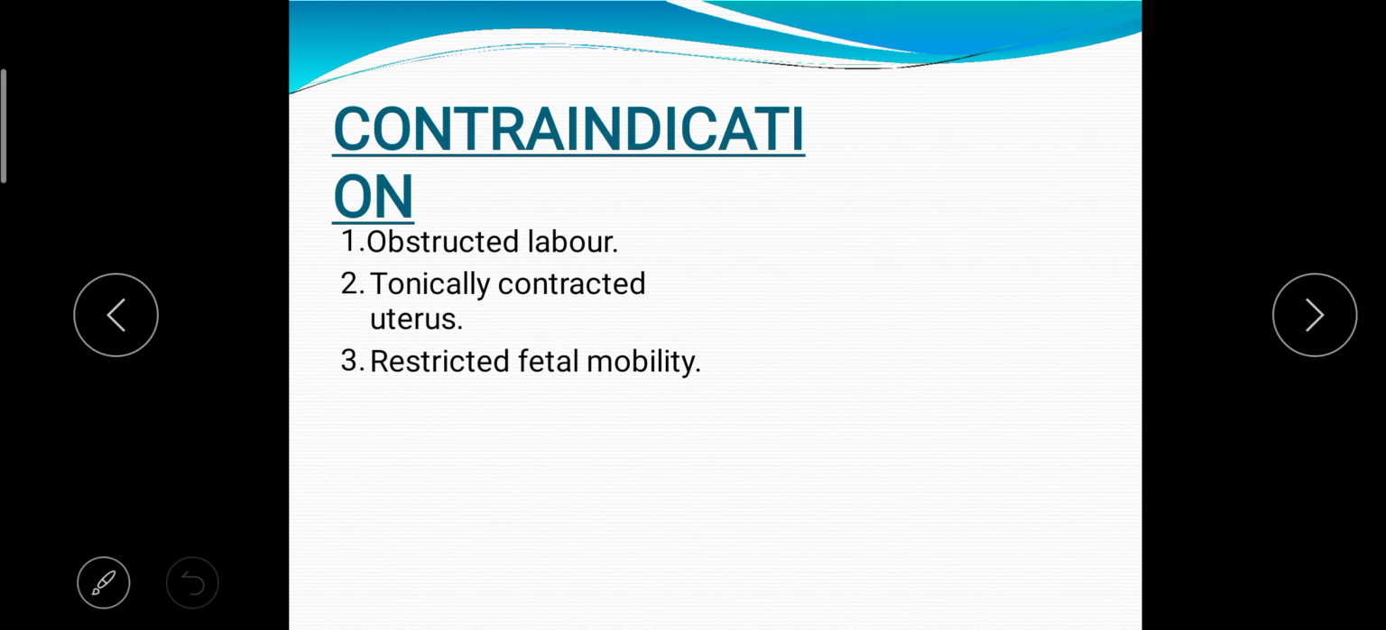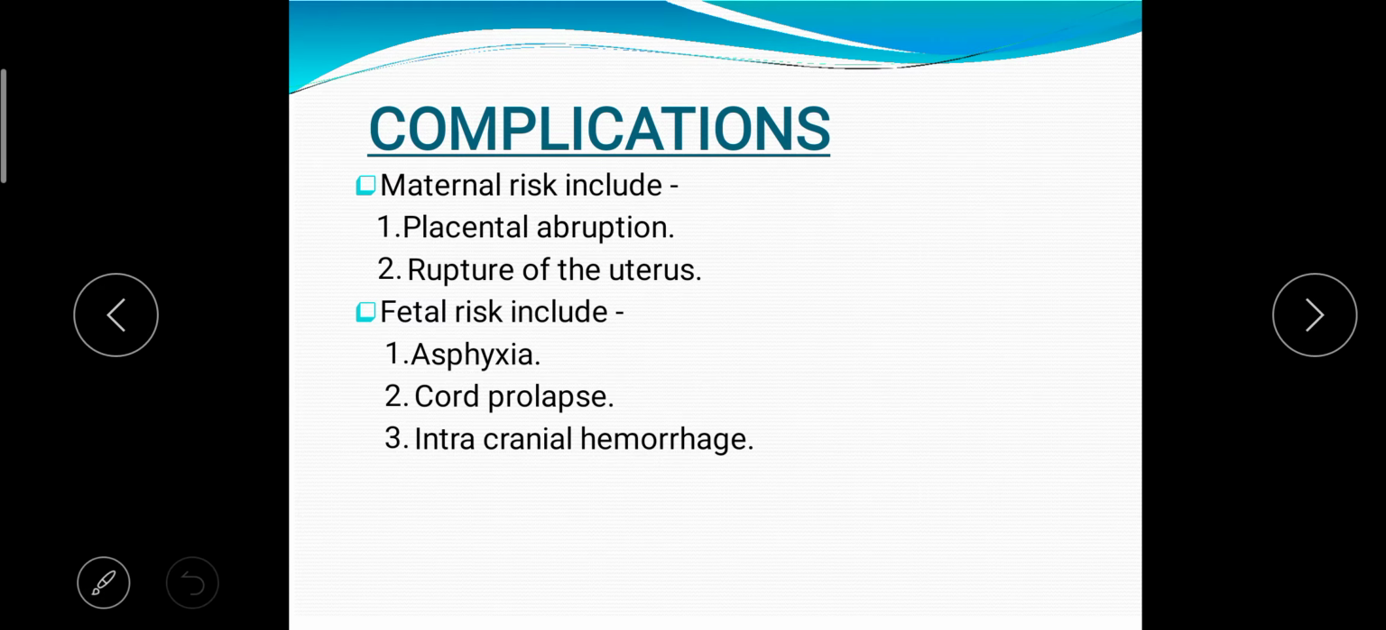Next is contraindication. It is like obstructed labor, tonically contracted uterus and restricted fetal mobility. Complication, for maternal there is a chance of placental abruption and rupture of the uterus, and for the fetal, asphyxia, cord prolapse and intracranial hemorrhage.